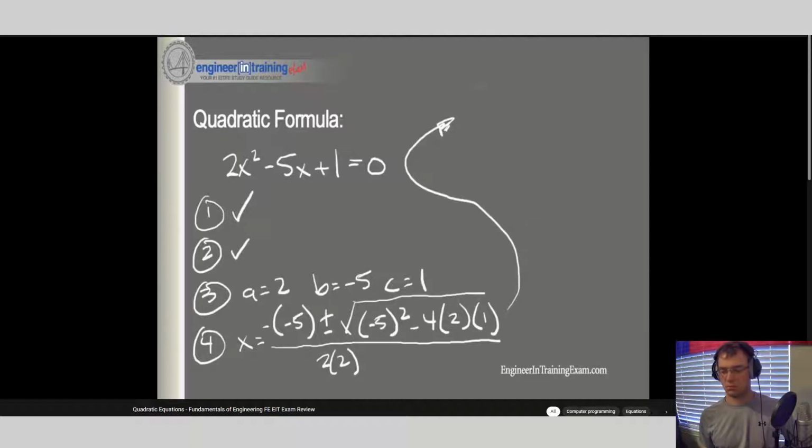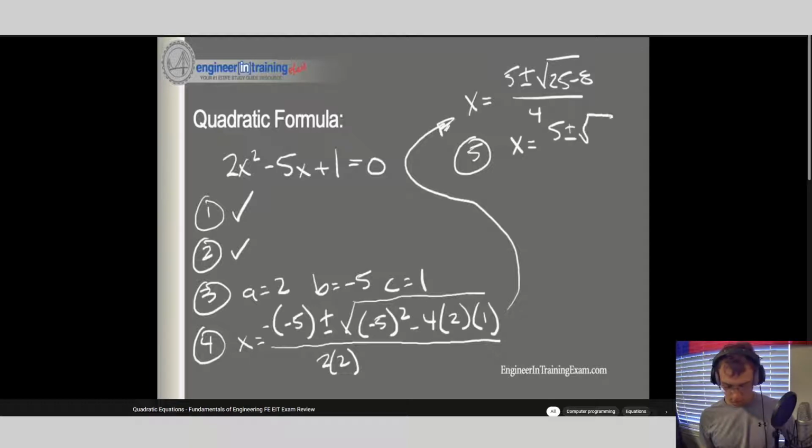Now that we have all of our values for a, b, and c plugged into the quadratic formula, we can solve, and we get x is equal to 5 plus or minus the square root of 25 minus 8 divided by 4. And this doesn't simplify into whole numbers or anything, but we can simplify it a little bit as x is equal to 5 plus or minus the square root of 17 divided by 4. So those are our two solutions for this quadratic equation.